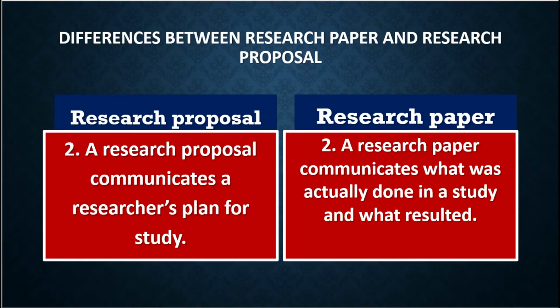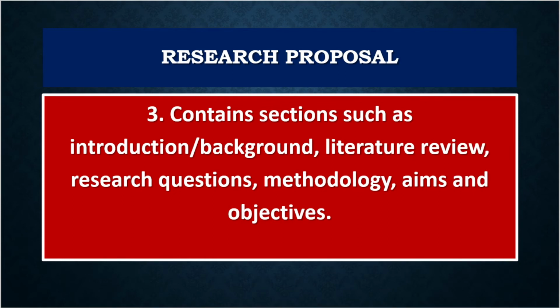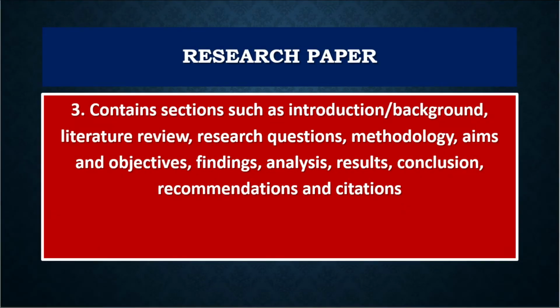Second difference is a research proposal communicates a researcher's plan for study, whereas a research paper communicates what was actually done in a study and what resulted. Research proposal contains sections such as introduction or background, literature review, research questions, methodology, aims, and objectives. Whereas research paper contains sections such as introduction or background, literature review, research questions, methodology, aims and objectives, findings, analysis, results, conclusions, recommendations, and citations.